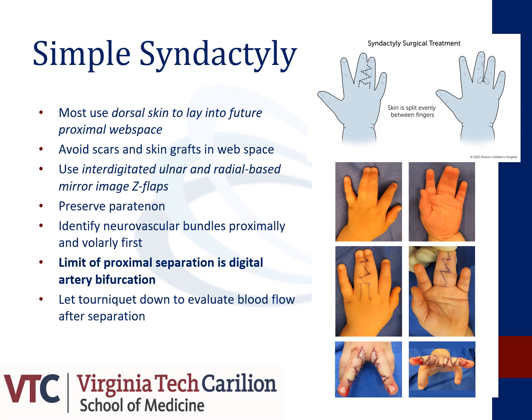In separating the digits, the parenchyma needs to be preserved, and the neurovascular bundle should always be identified proximally and volarly before dissection. The proximal limit of separation is the bifurcation of the digital artery. In very rare situations, digital artery ligation can be performed to increase the depth of the planned web space if there's adequate blood supply from the other digital artery. You could also consider a vein graft in these scenarios. In first web space flaps, often Z-plasty or even pedicled flaps can be considered if they're severe in nature.